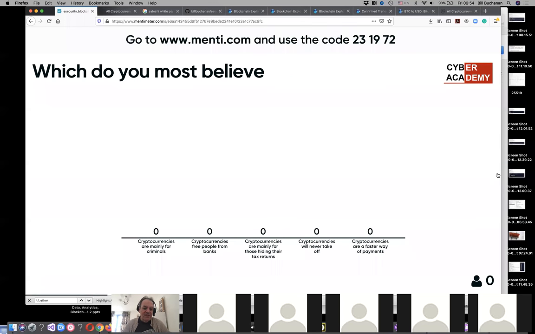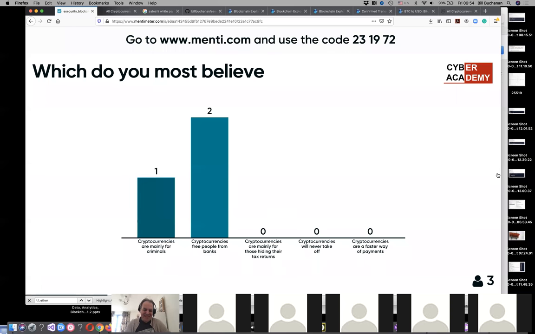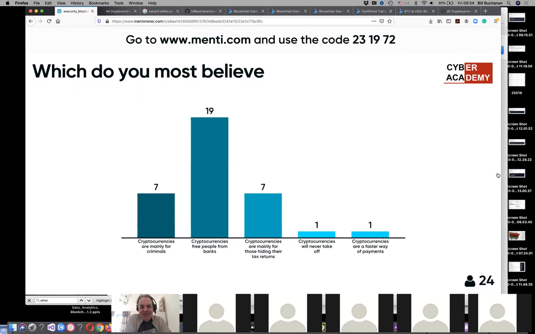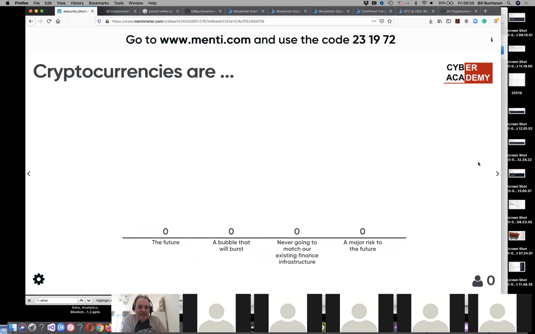Okay, so what do you think? Cryptocurrencies are mainly used by criminals. They free people from banks. They're used for people hiding the tax return. They'll never take off, or they're a faster way of making payments. Quite a choice there. Okay, so mainly there's a feeling that cryptocurrency will free people from banks and the transactions they get involved with. A few say tax hiding, and some think they're for criminals, and obviously they do have that appeal. Cryptocurrencies will never take off: we've got a few in there, and a faster way of making payments. So generally, there's quite a split of opinion.